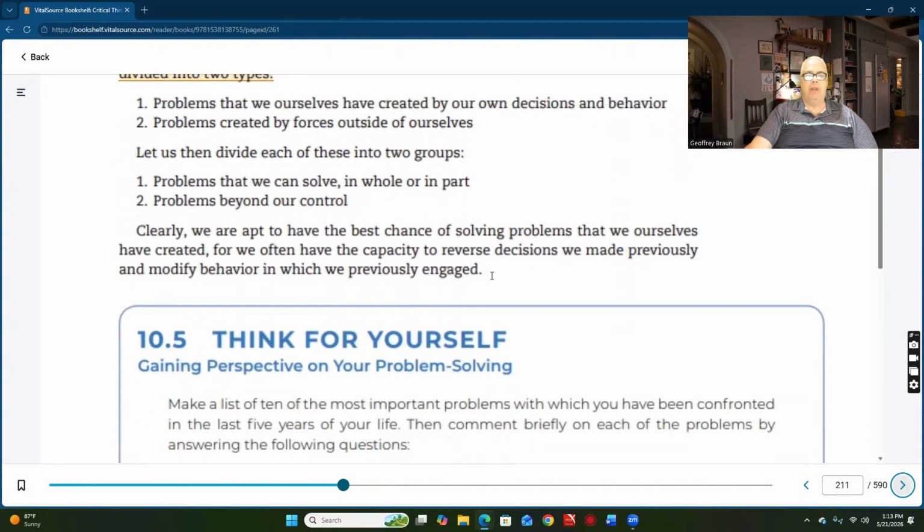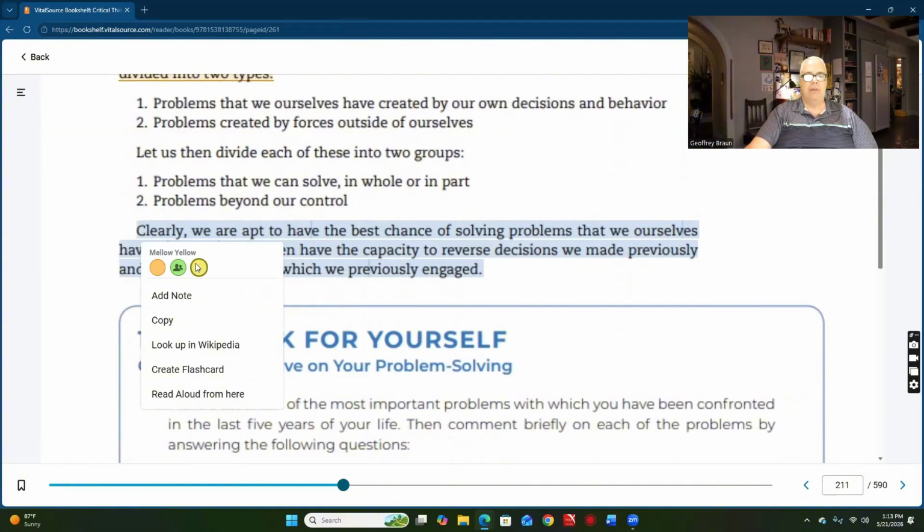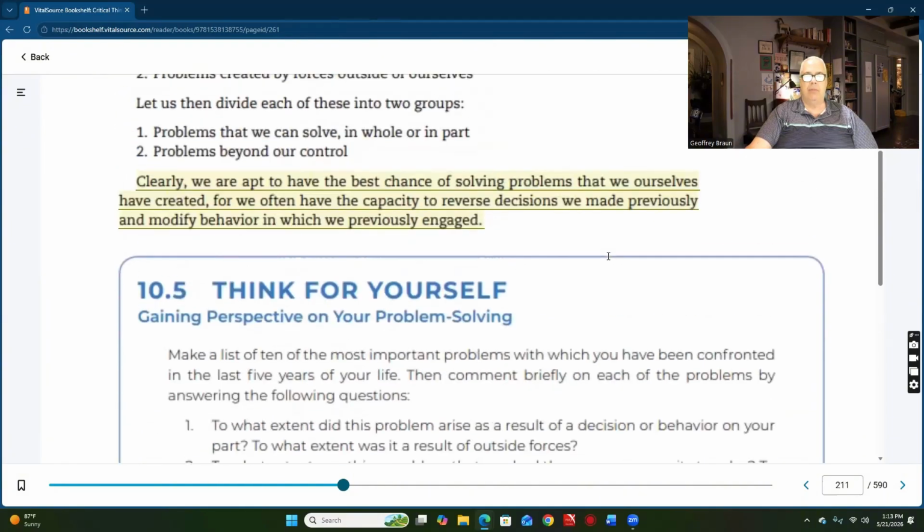Clearly, we are apt to have the best chance of solving problems that we ourselves have created, for we often have the capacity to reverse decisions we made previously and modify behavior in which we previously engaged, right? So let's highlight that for retention purposes.